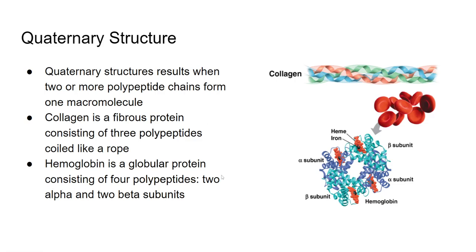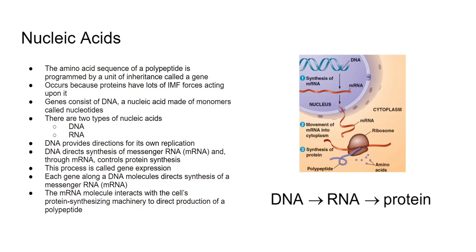So these are just examples of quaternary structures, and these are very, very big proteins that are just multiple polypeptide chains linked together upon one another. So we have hemoglobin, for example, and then we have collagen, which is another big one. We're done with proteins now.